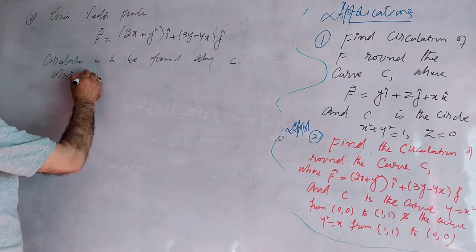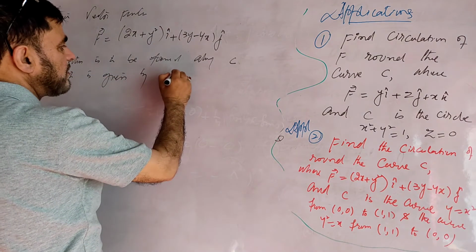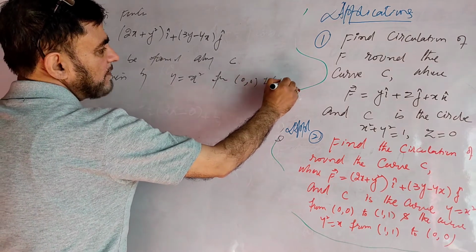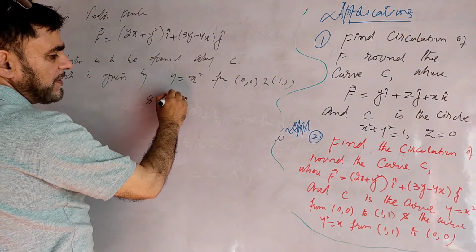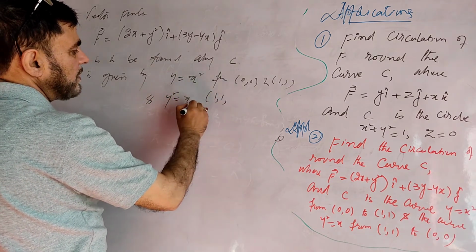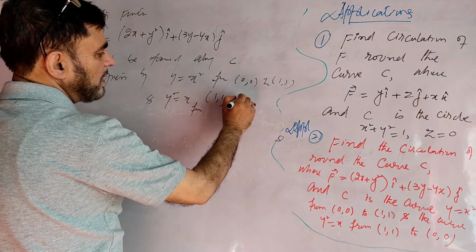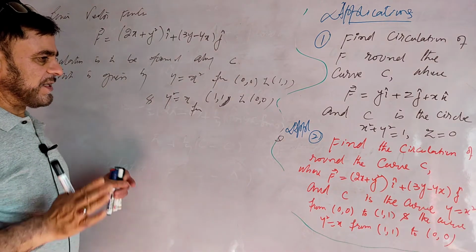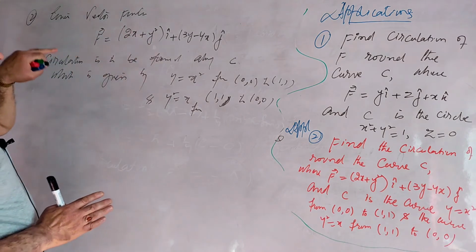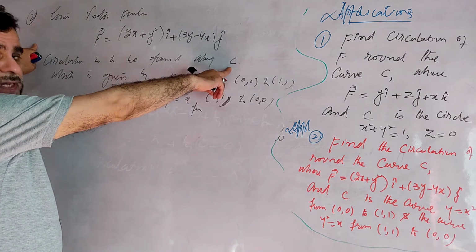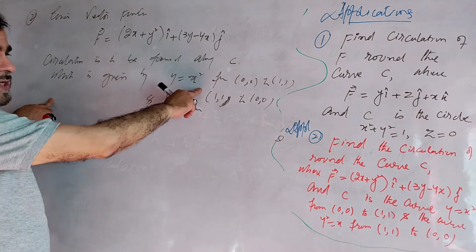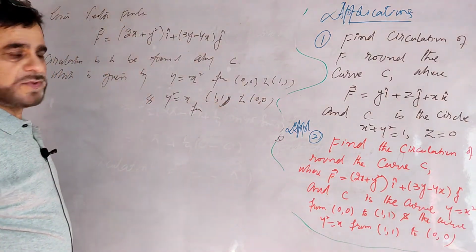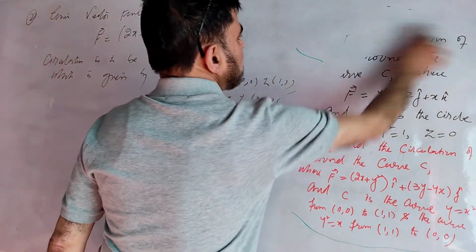Our C is given by y is equal to x square. It is a parabola from 0 0 to 1 1, and y square is equal to x from 1 1 to 0 0. I am writing this question again. Maybe this may not be visible to you, so I wrote this question. The problem is to find out the circulation of f, where f is given by this, around the curve C. The curve C is given by two parabolas. Y is equal to x square from 0 0 to 1 1. Another parabola is y square is equal to x from 1 1 to 0 0. I will just explain this concept to you. This problem is very important. Such problems are usually asked in the examination.